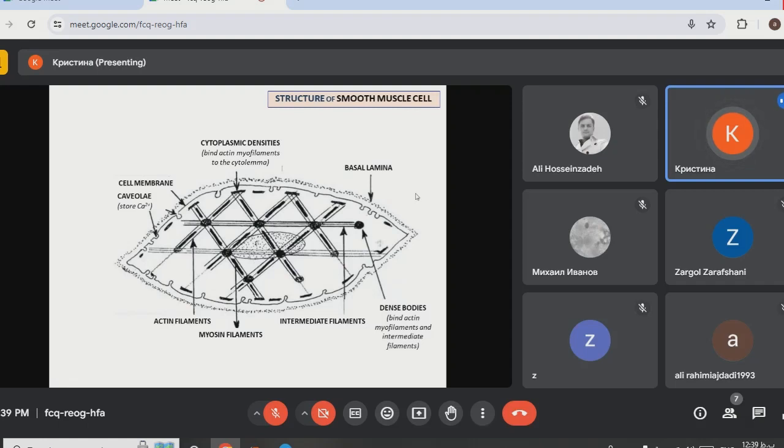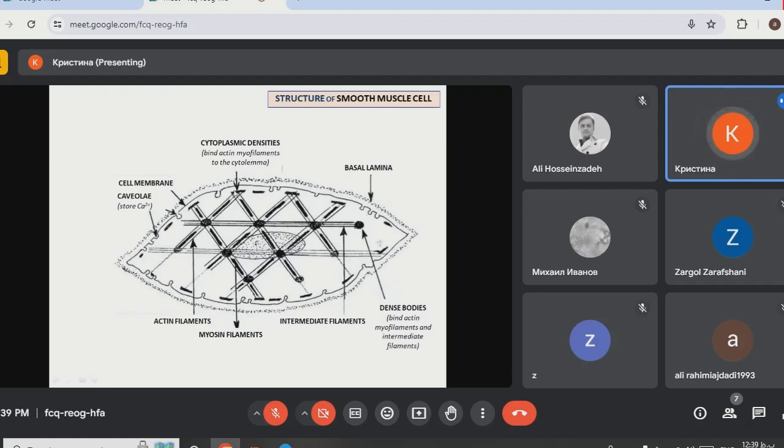The feature of smooth muscle cells is that, as in all muscle tissues, it has contractile elements composed of actin and myosin myofilaments, but they are not very highly organized inside the cell. They do not form myofibrils. They go in different directions. You see them like this. Some of them go like this, some of them go like this, some of them go like this.